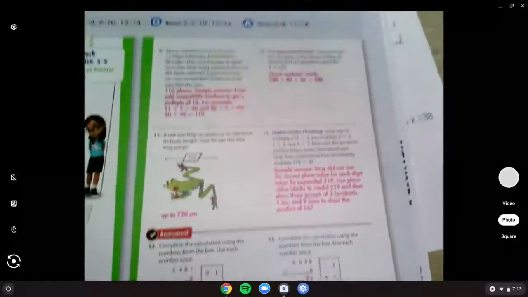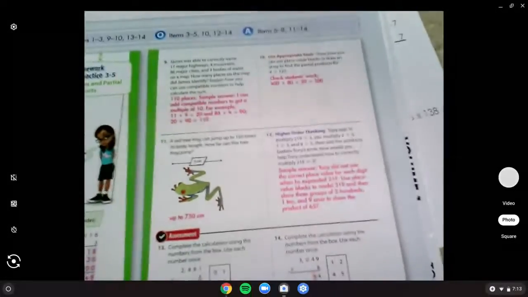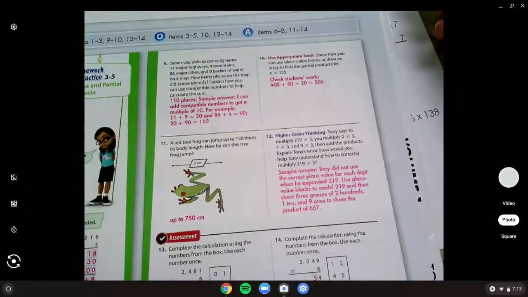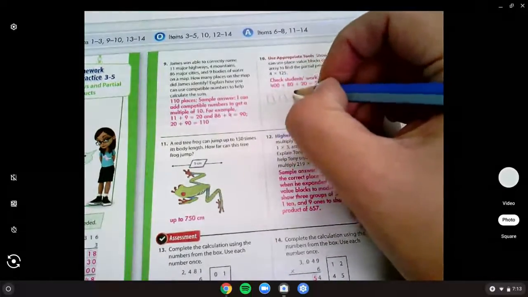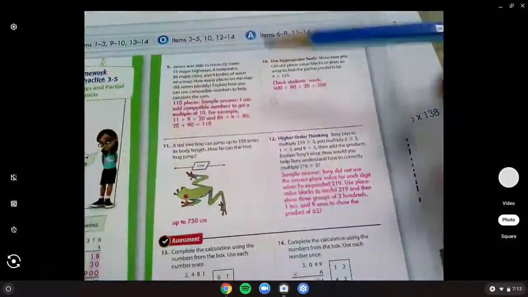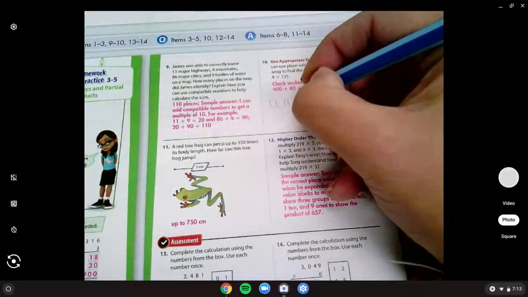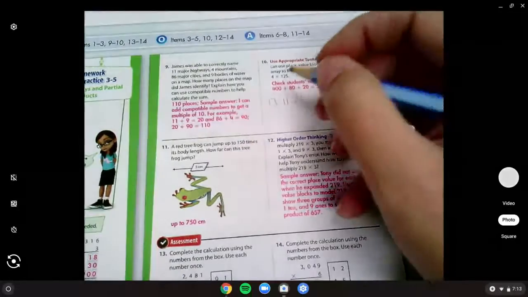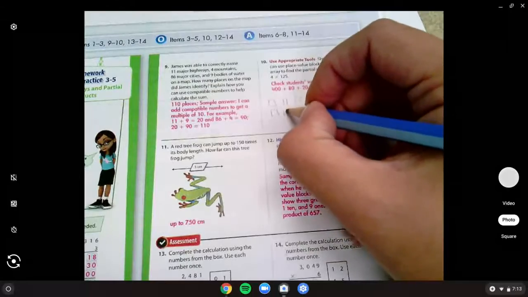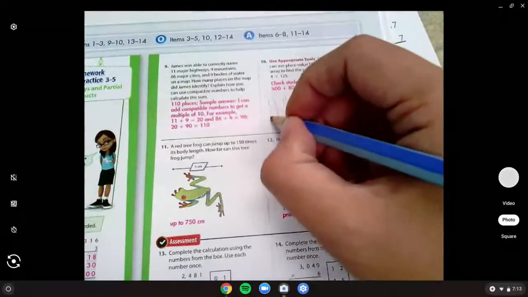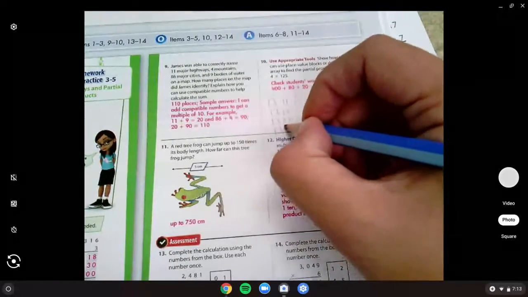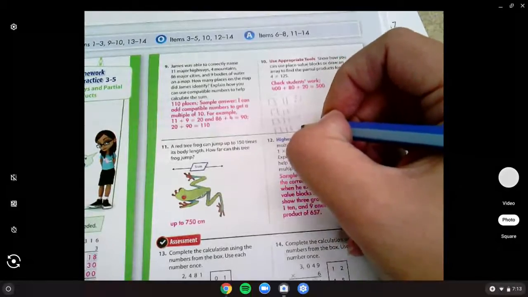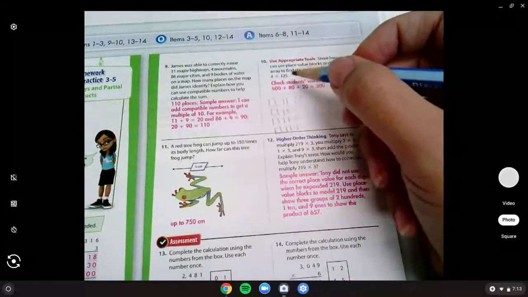And then we had number 10 up top. It said, show how you can use place value blocks or drawings. So you might have had something that had 100, 2 10s, and 5 1s. And then you need that 4 times. So 4 times 125.